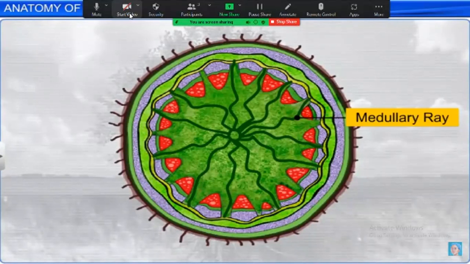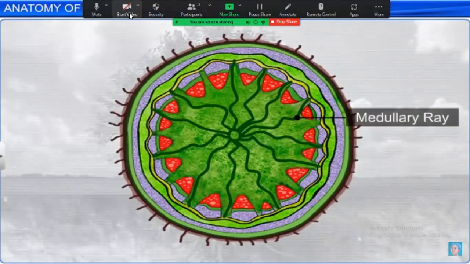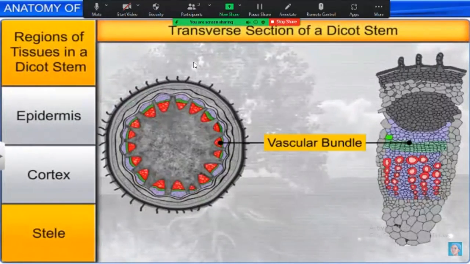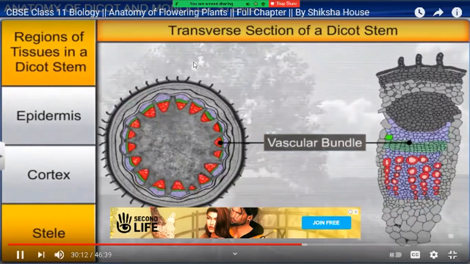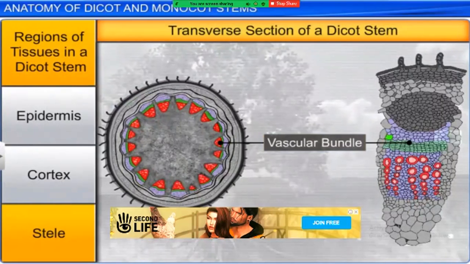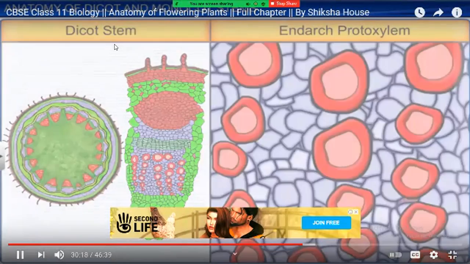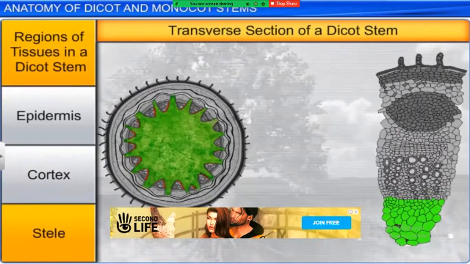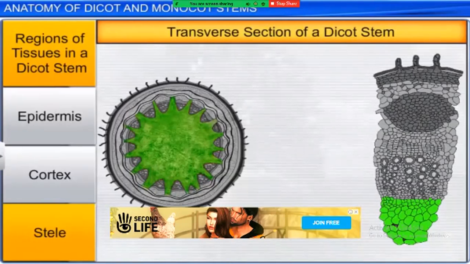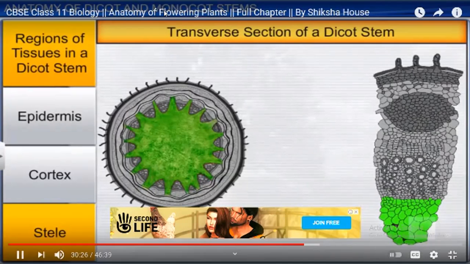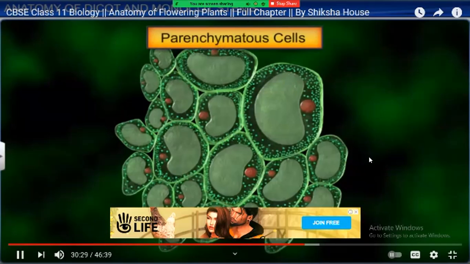Each vascular bundle in a dicot stem is conjoint, open, and consists of endarch protoxylem. The central region of the stem is filled with pith. It is composed of a large number of rounded parenchymatous cells with many intercellular spaces.